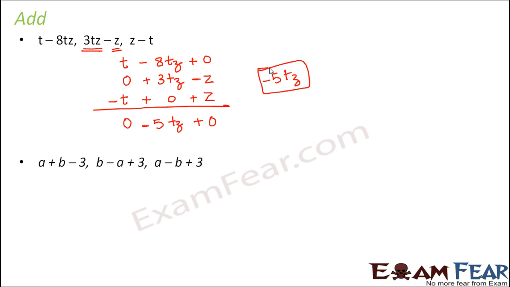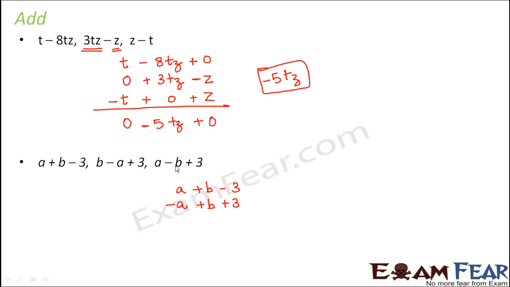Now let us try one more example so that we get familiar with this technique. So here again we have three different algebraic expressions and each algebraic expression has three terms. So let's start with the first one. So first one is a plus b minus 3. So we write it as it is. Next one is b minus a plus 3. So where will we write b? B is actually plus b, so we will write it below b. Minus a, we will write it below a, and plus 3, we will write it below minus 3.